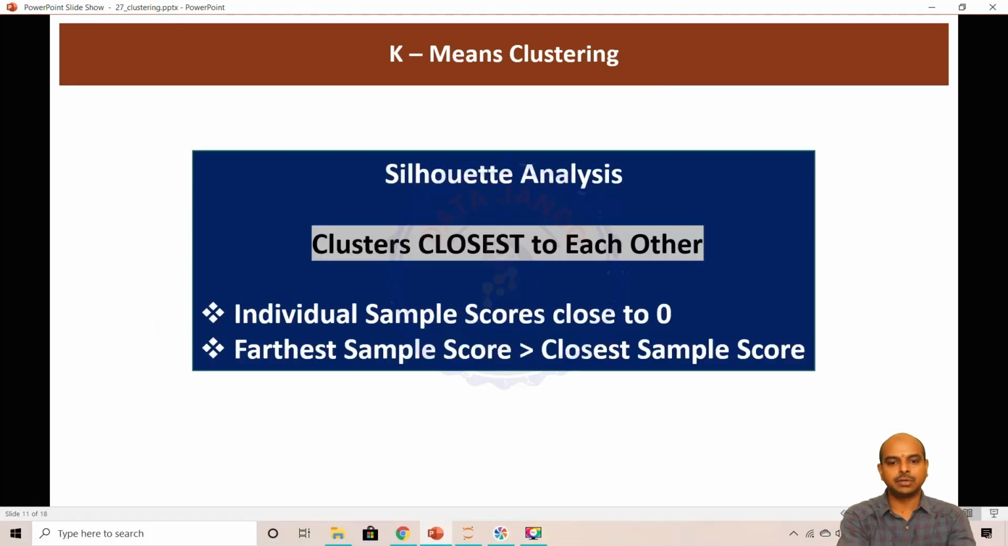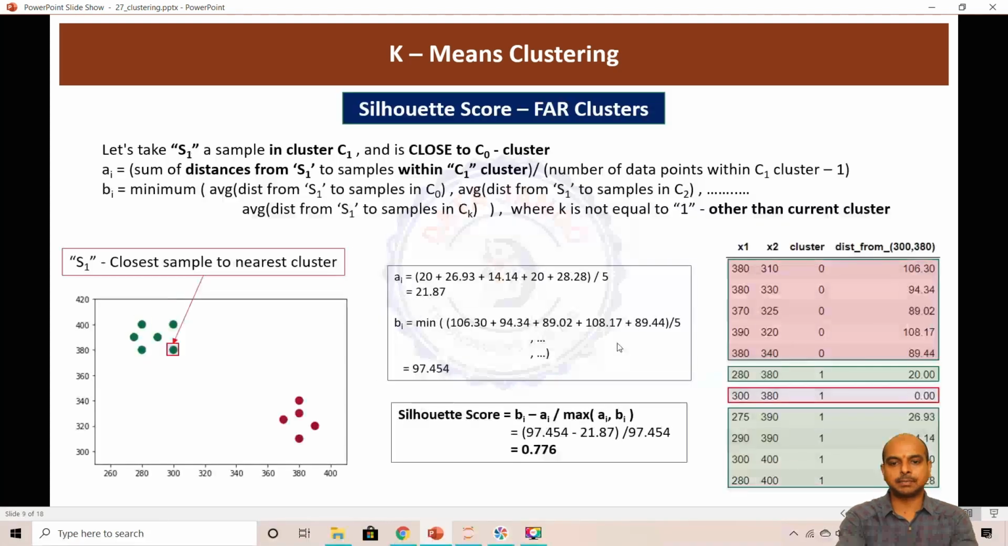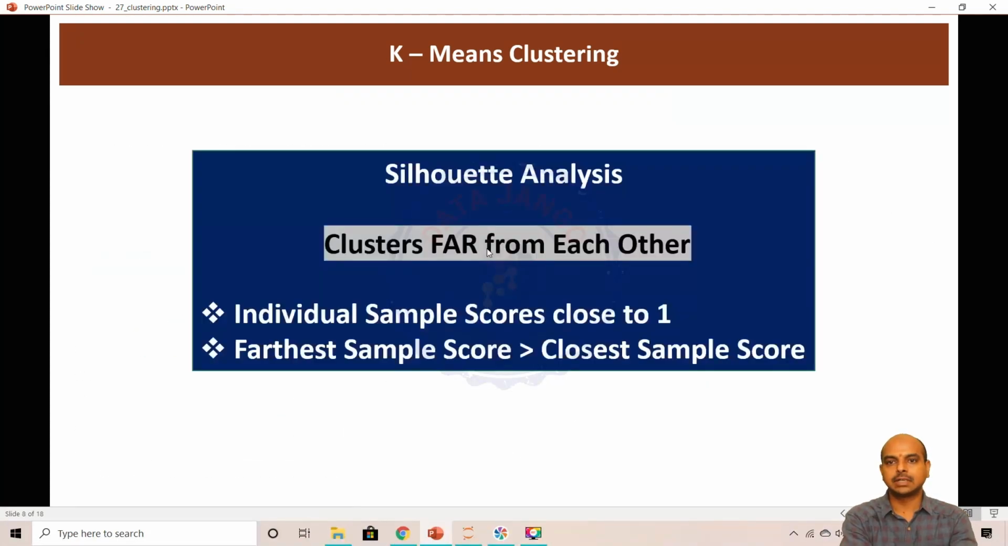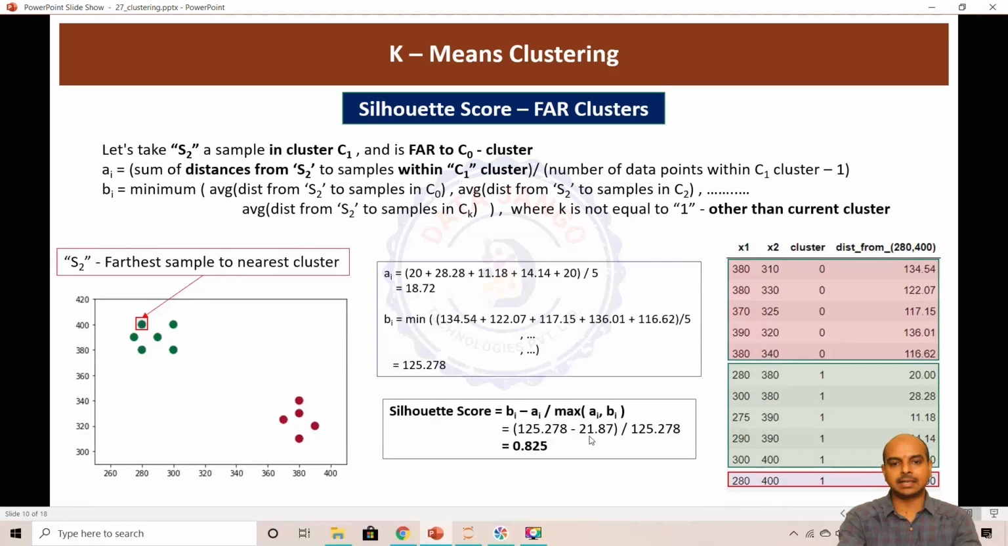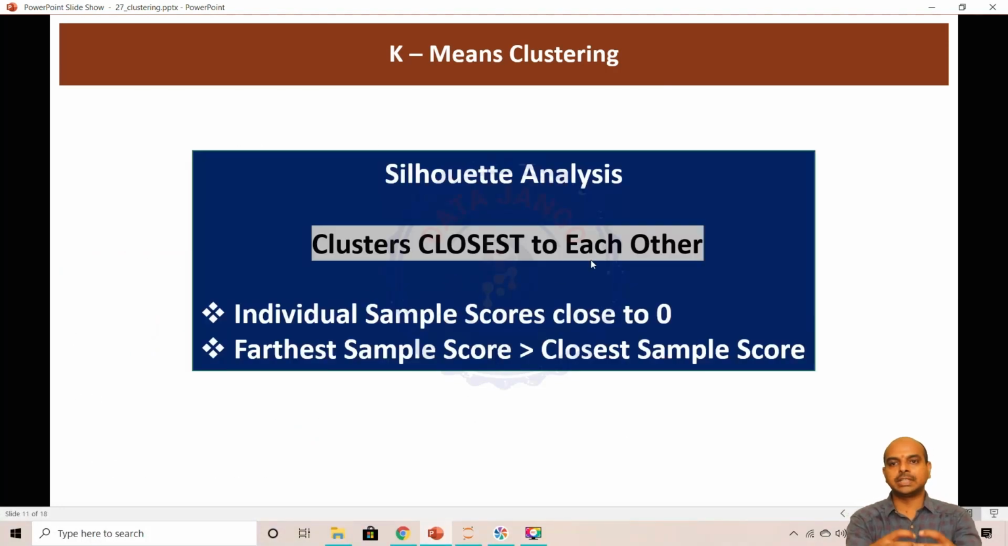The second scenario, closest clusters to each other. Individual sample scores are going to be close to 1. In this first setup, far clusters, individual sample scores are going to be close to 1. See this here. And the second setup, the clusters are close to each other, then the individual sample scores are going to be close to 0. Even here also, farthest sample score is going to be greater than closest sample score.